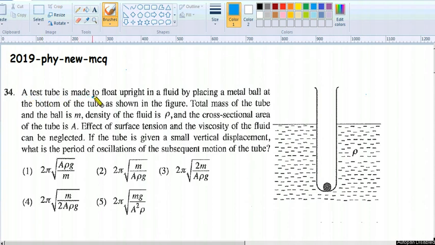A test tube is made to float upright in a fluid by placing a metal ball at the bottom of the tube as shown in the figure. Total mass of the tube and the ball is m. So the mass is given. Let's write it here, the total; we don't have to take them separately. Density of the liquid is rho, and the cross-sectional area of the tube is capital A.